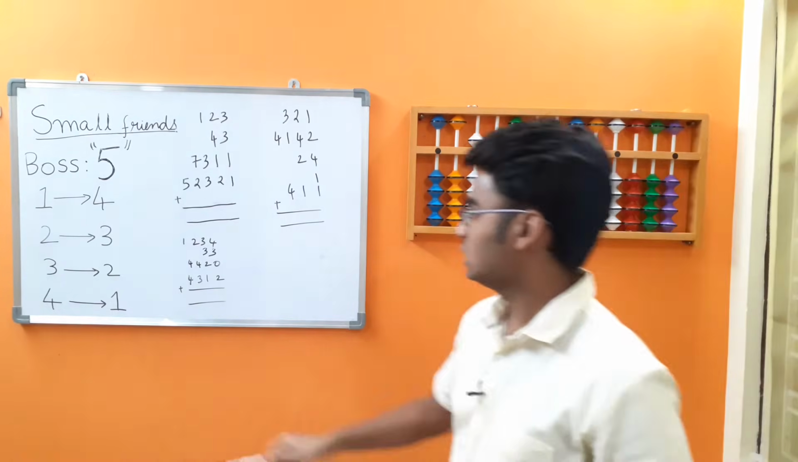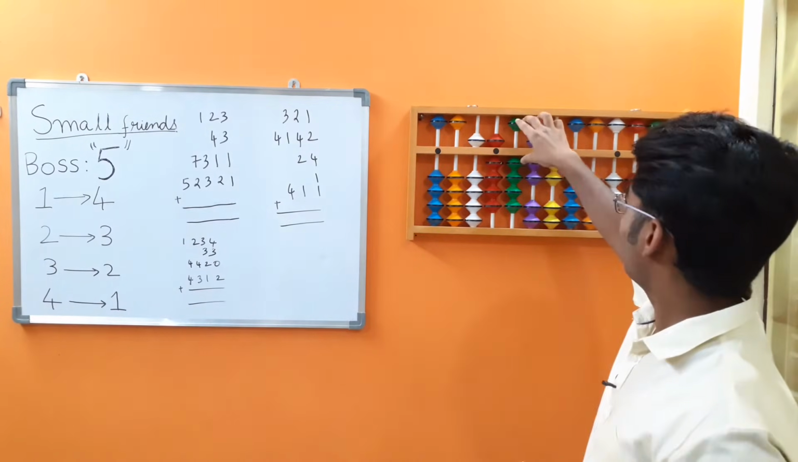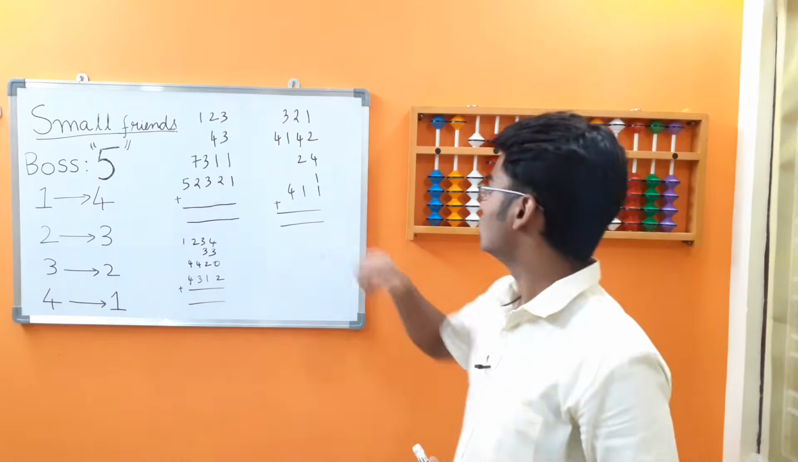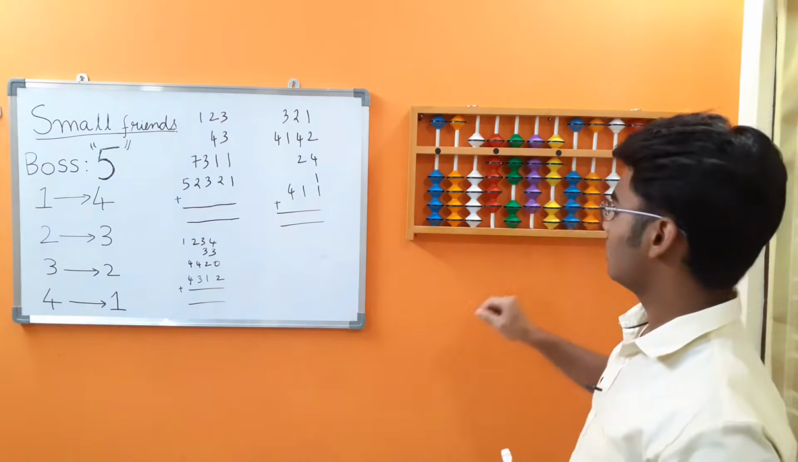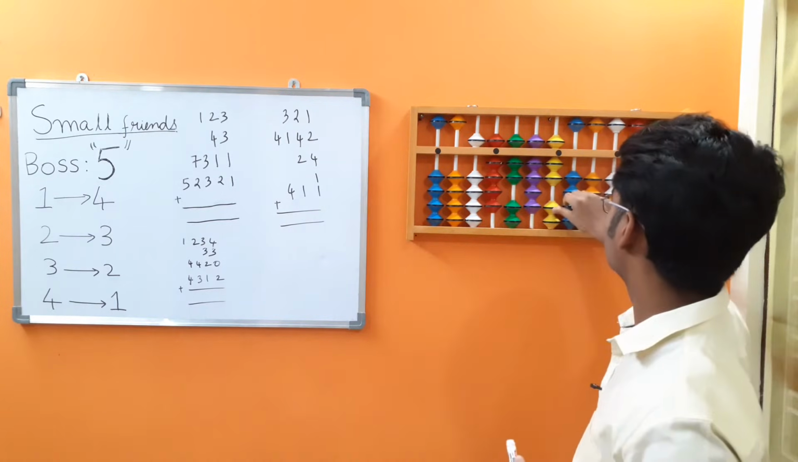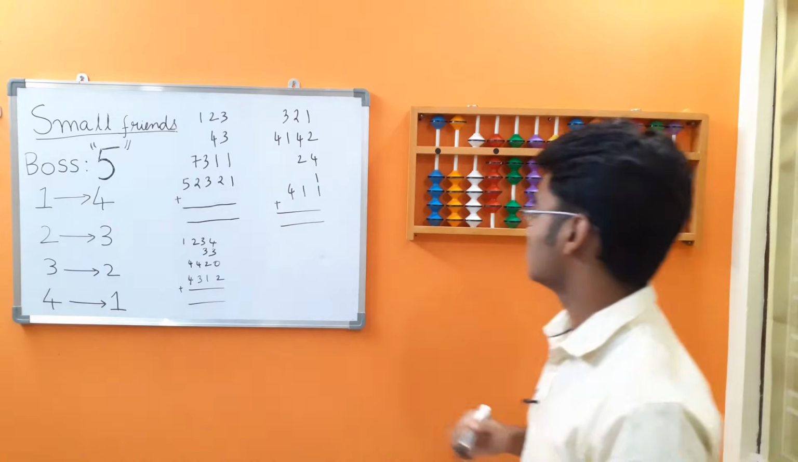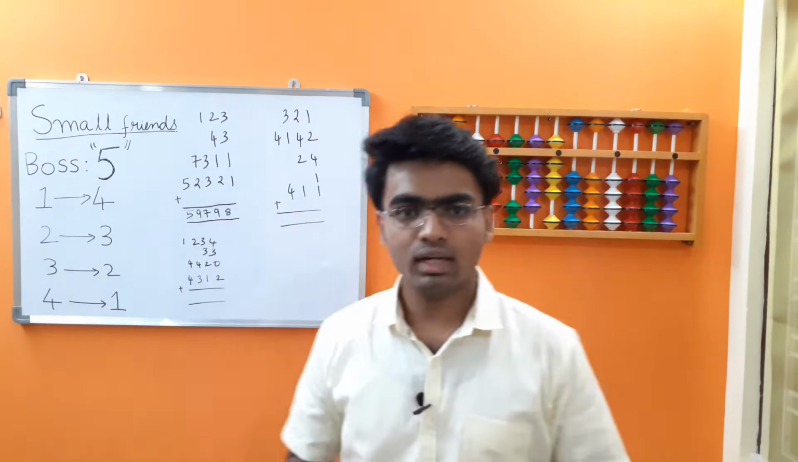3. 3's friend is 2. Add the boss 5, less the friend 2. 2. We can add 2 directly here and also 1. 5, 9, 7, 9, 8. Let's look at another example.